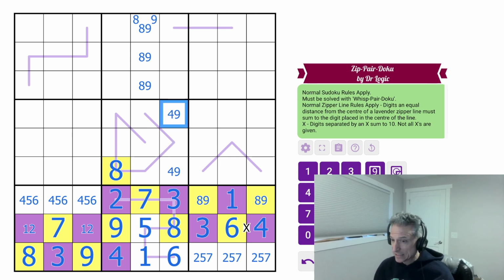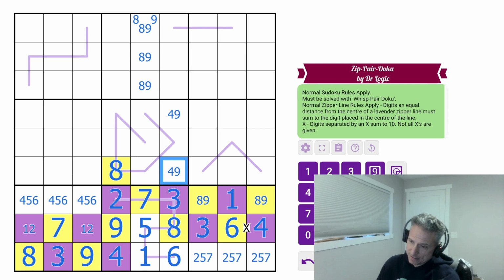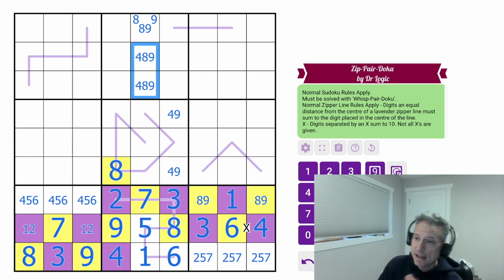So in box 3 or 9 in cell 5... Sorry, no, no. Box 5, cell 3, cell 9. Oh, that's the 4 9 pair. Sorry. Okay, I understand the 4 9 pair now, which tells us that the 4 is up above in the middle.